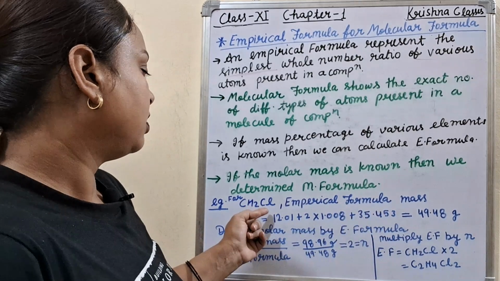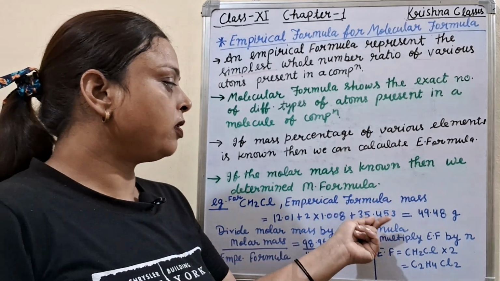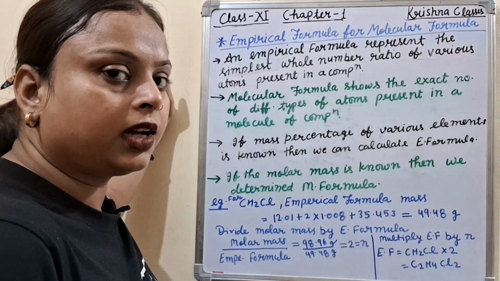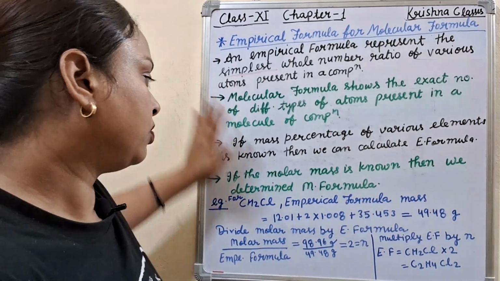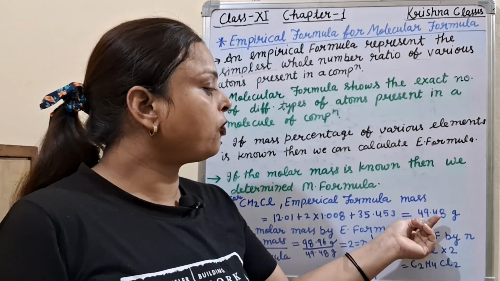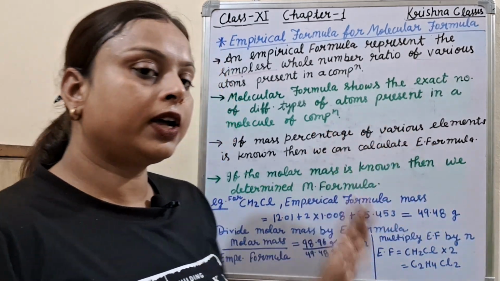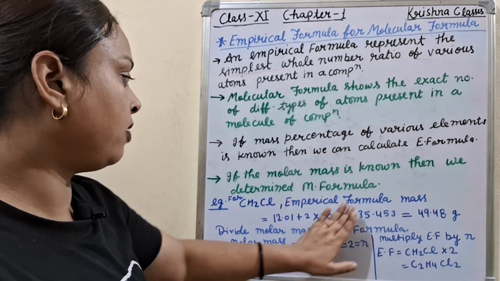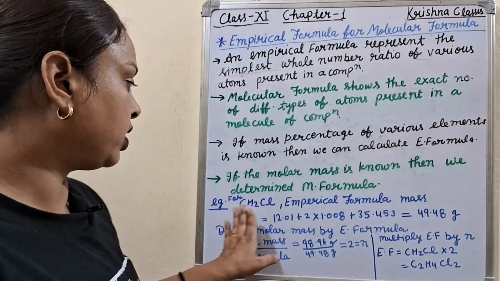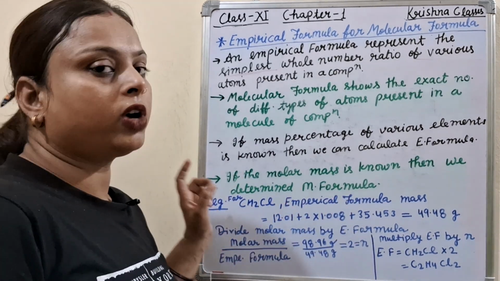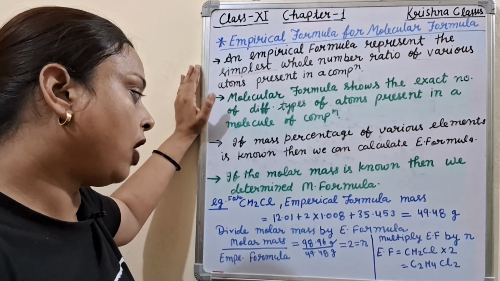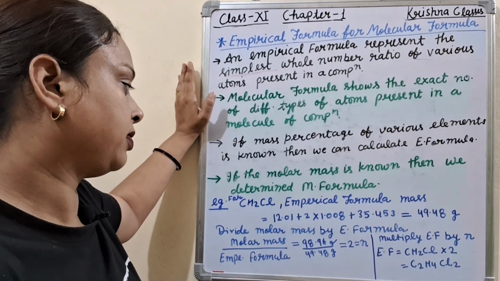Plus the mass of chlorine, 35.453. This is the mass of chlorine. So when we add these three quantities, we find 49.48 gram. So this is the empirical formula mass of CH2Cl. For the knowledge of mass, you can watch all my previous videos, where I described in great detail how we can calculate the mass.